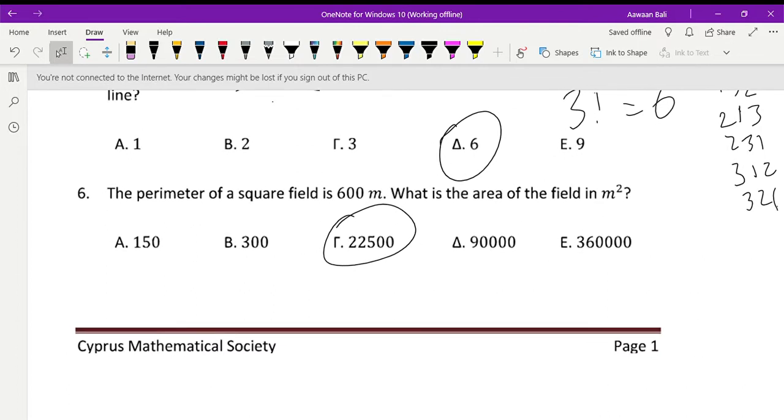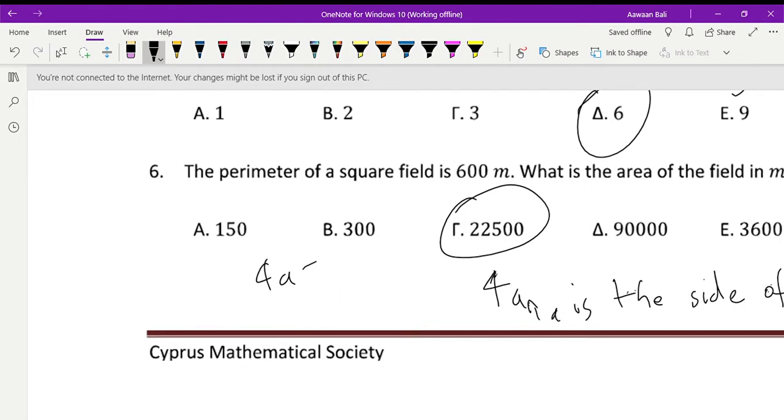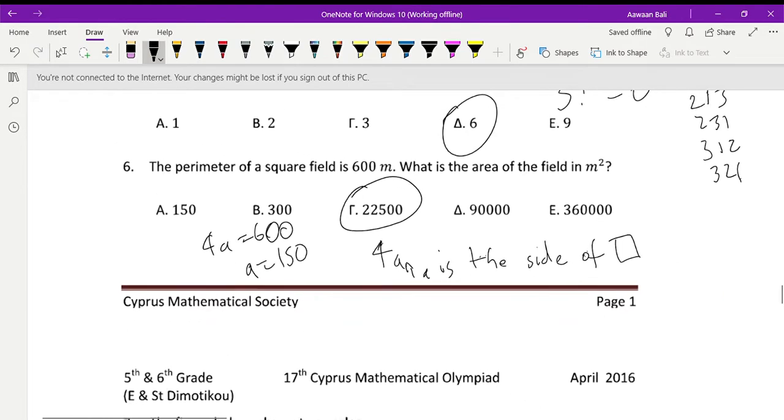The perimeter of a square field is 600 meters. What is the area of the field in meters squared? So we know that the perimeter of a square is 4a, where a is the side of a square. Now basically, if we say 4a is 600, everything will be in meters, since this is 600 meters, so we don't have to convert it into any other unit. We can just say a is 150, since 600 divided by 4 is 150.